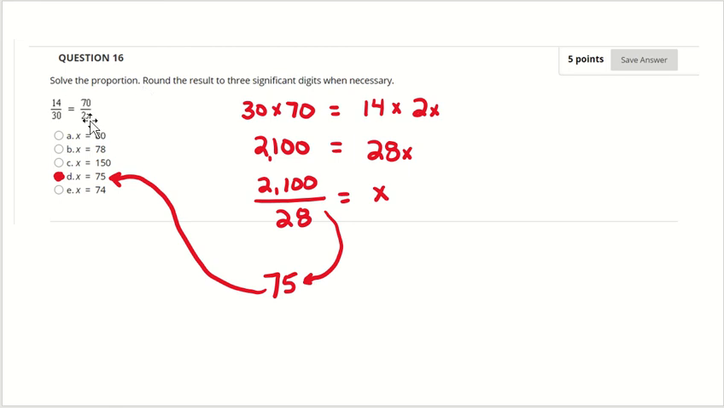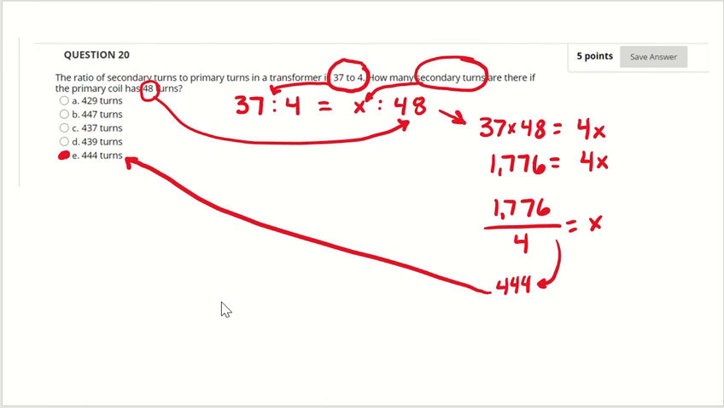The next one on the quiz that I want to do is question 16. We're solving for this missing value here of x. So we've got the extremes 14 and 2x, and the means 30 and 70. 30 times 70 is equal to 14 times 2x. 2100 is equal to 28x. 2100 divided by 28 is equal to x. X equals 75, and there's the answer there.